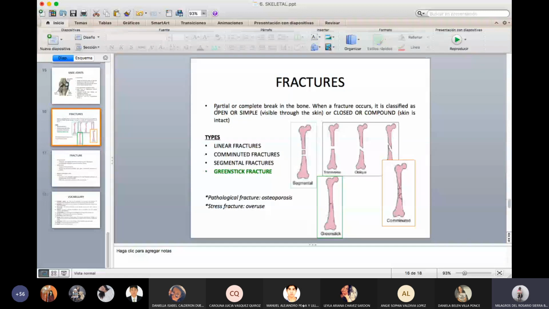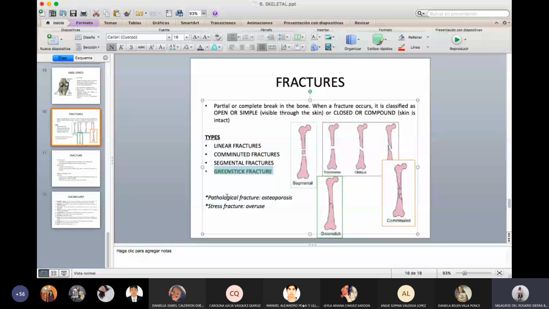Okay, so in fractures you have a partial or a complete break of the bone. And it has different classifications. For example, open or compound, when it's visible through the skin, or closed or simple when the skin is intact. You have linear fractures, comminuted fractures, this would be a comminuted fracture. See all the little parts. Segmental fracture like this. And greenstick fracture, this is typical in children.